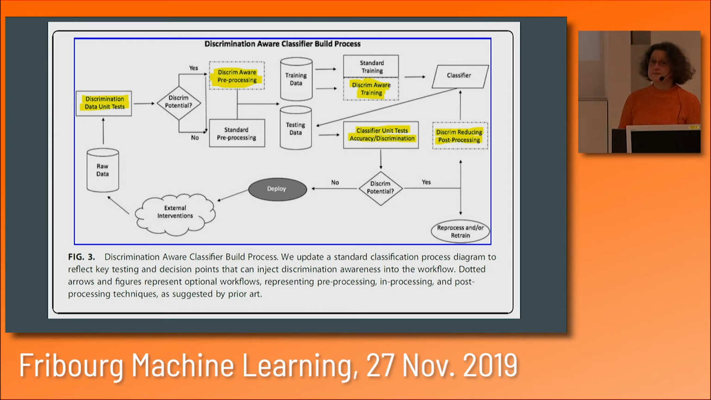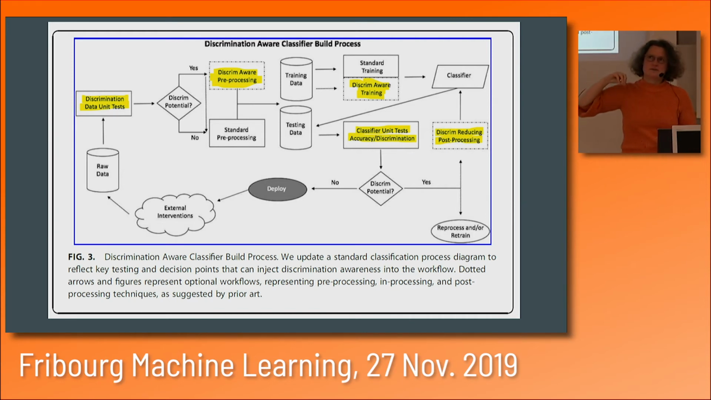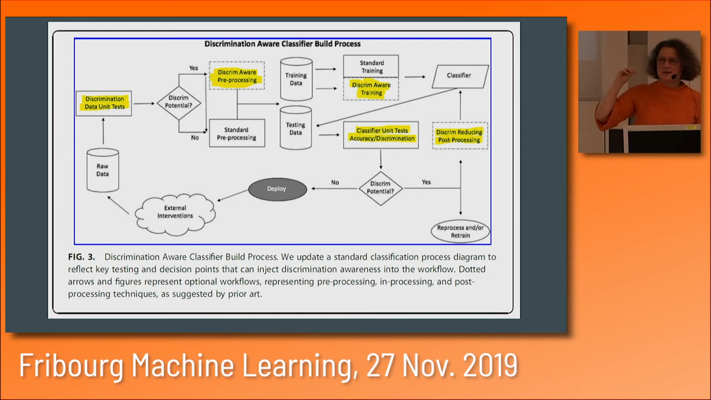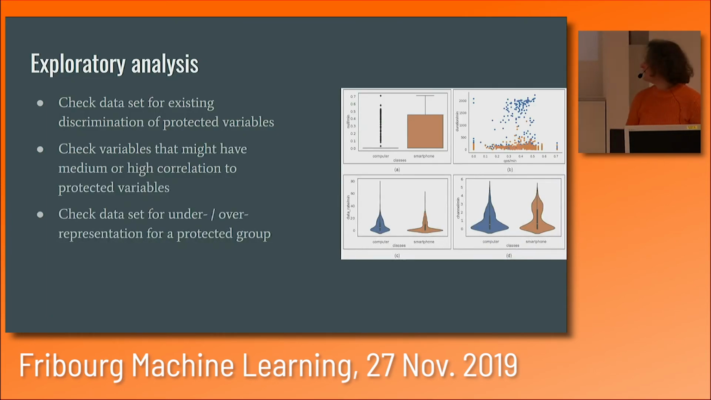Yeah, I guess yes. It's just that they try to specifically introduce discrimination unit tests at each stage of the process. So what does that look like in more detail?